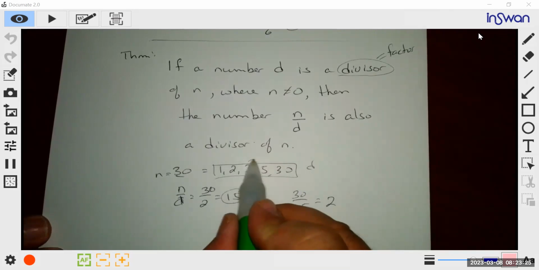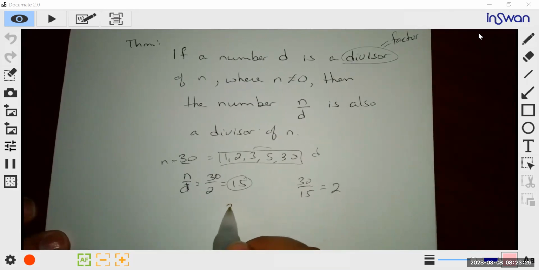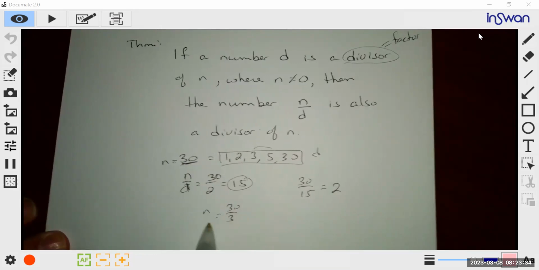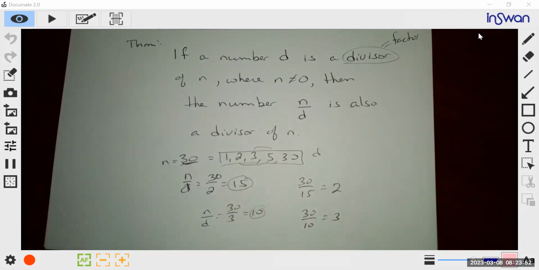And 15 is made up of 3 times 5. Or let's look at, if we take 30 divided by 3, this is my n, this is 30, d is 3, that equals 10. Which means if I take 30 and divide it by 10, I get 3. And 10 comes from 2 times 5. So this is what the theorem means.